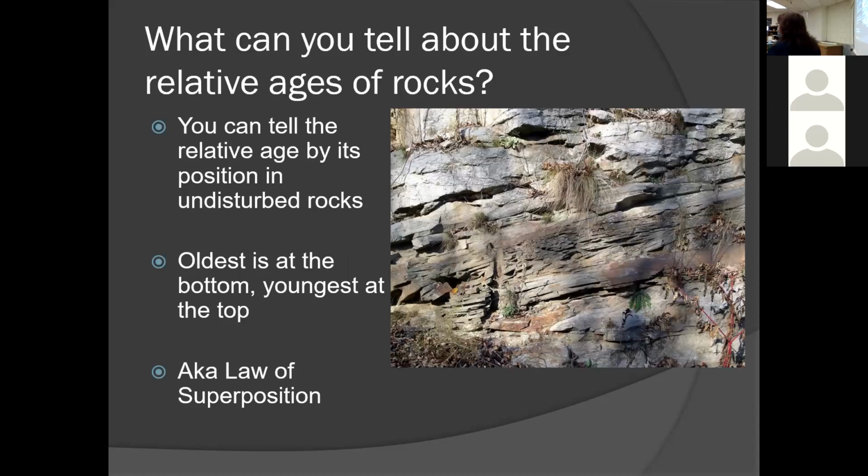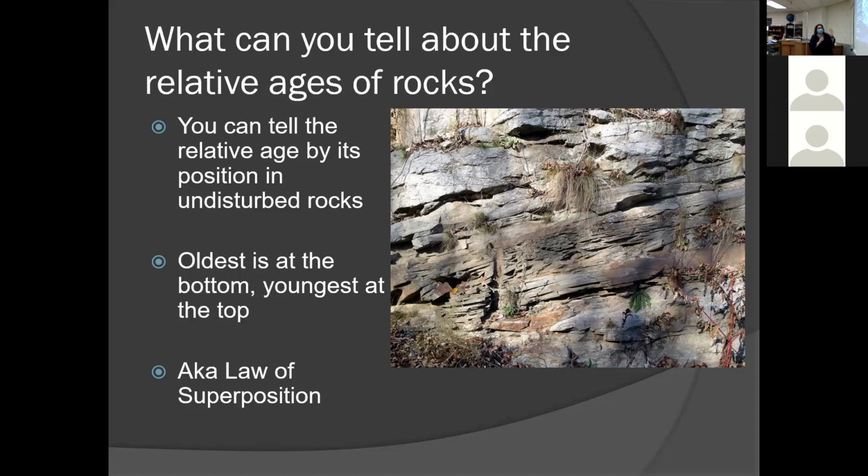Okay, so how can we tell the relative ages of rock? I'm not talking about numbers. Relative age just means this one's older than that one, younger than this one. That's what I mean by relative age. So we look at the position of undisturbed rock. You cannot go to the river, bring me a rock and say, how old is this? I don't know. I don't even know where it washed in from.